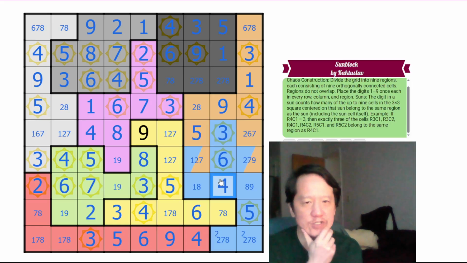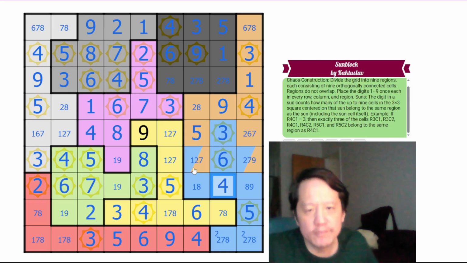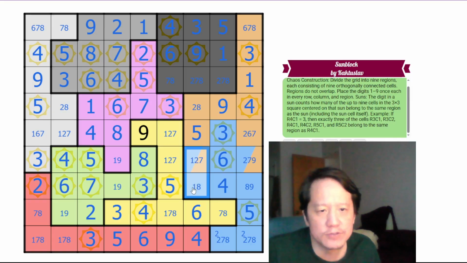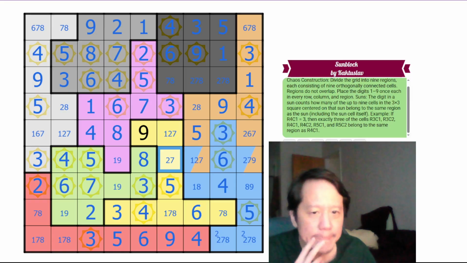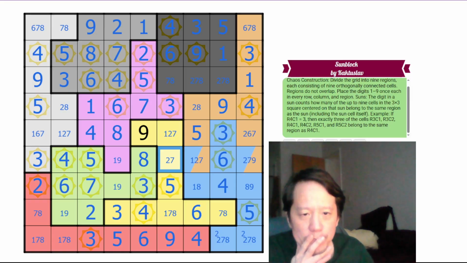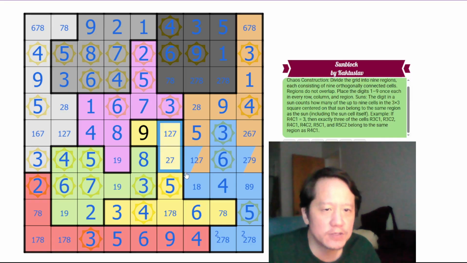So I just need to do irregular Sudoku then. We have a guaranteed 1 in one of these two cells. We have a guaranteed 1 in one of these two cells, which eliminates 1 in the rest of the cells. We have a guaranteed 2 in one of these two cells.